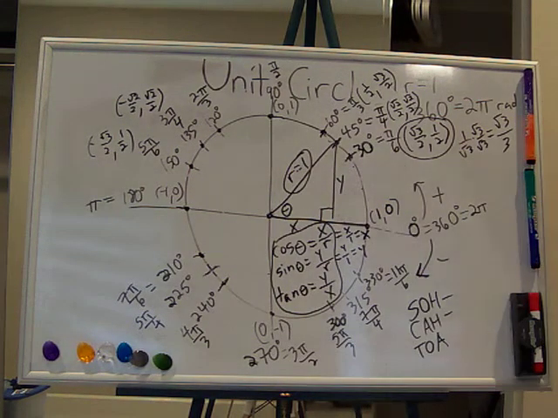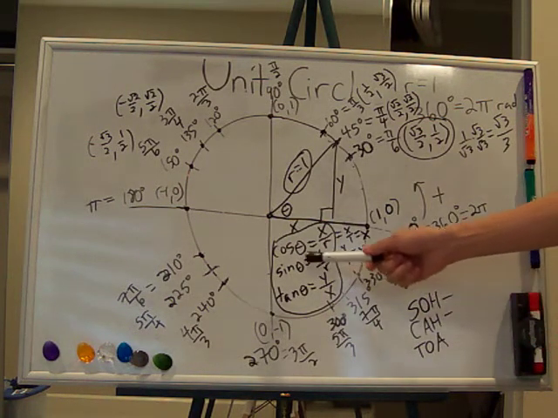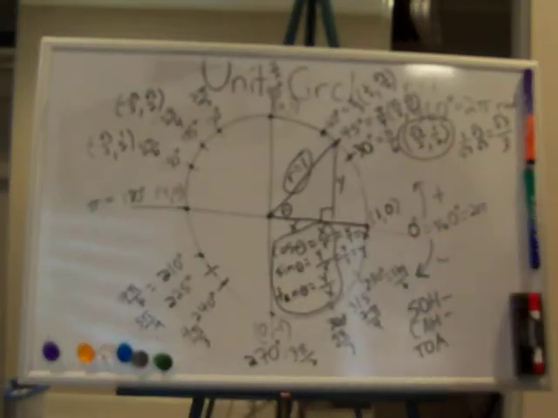So how do we take the secant, cosecant, and cotangent in the unit circle? In order to understand that, you're going to have to understand how to take the cosine, sine, and tangent in the unit circle as we talked about before. If you understand that, it's going to be pretty simple.